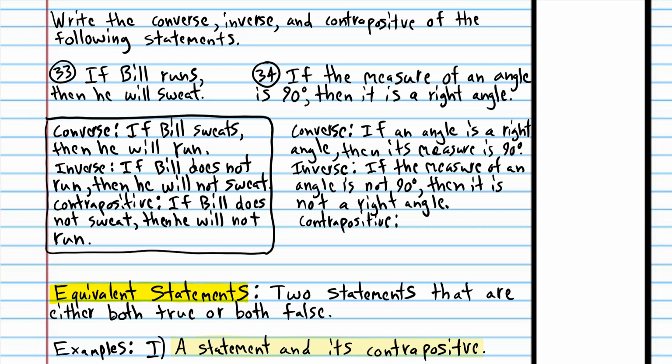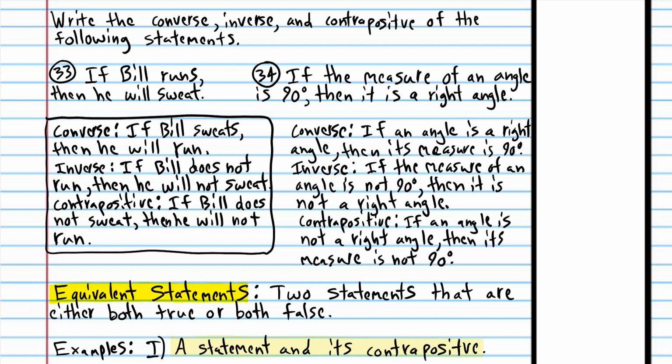Contrapositive. So we're going to switch them and negate them. So if an angle is not a right angle, then it is not, or its measure, you always have to say measure of the angle, is not 90 degrees. All right.